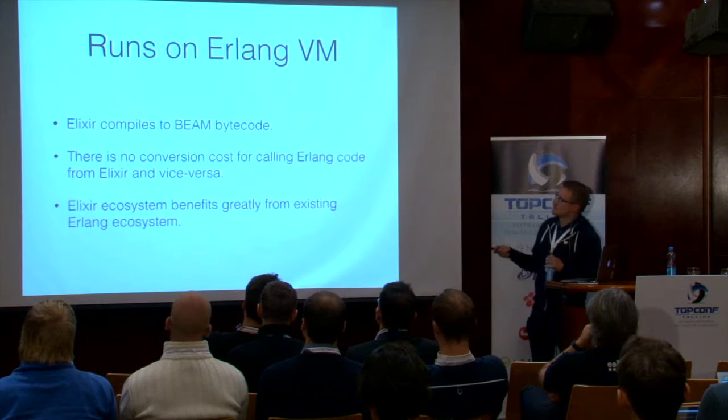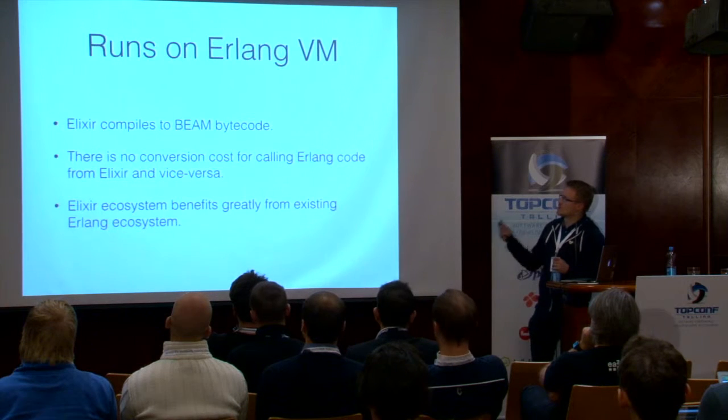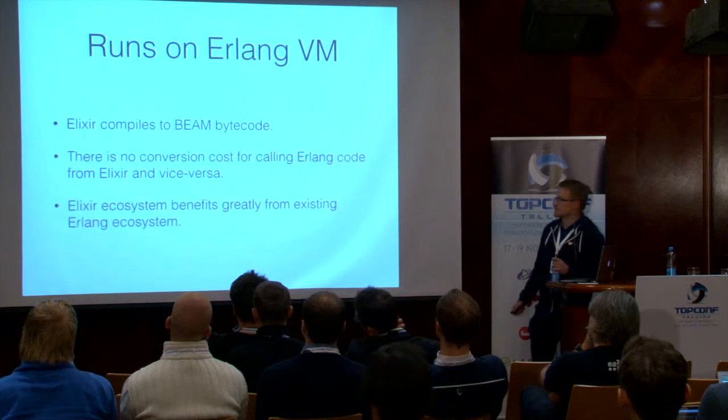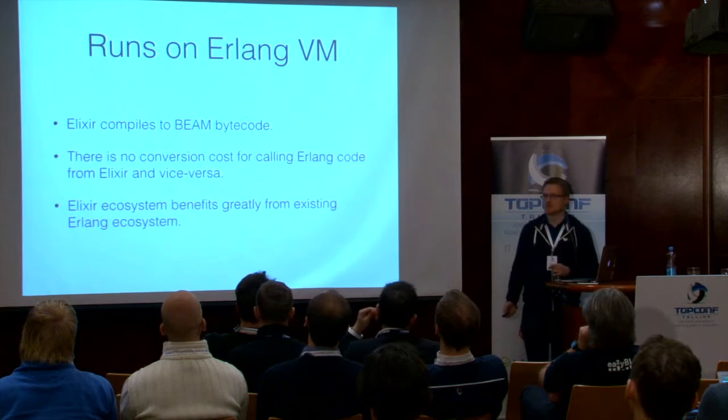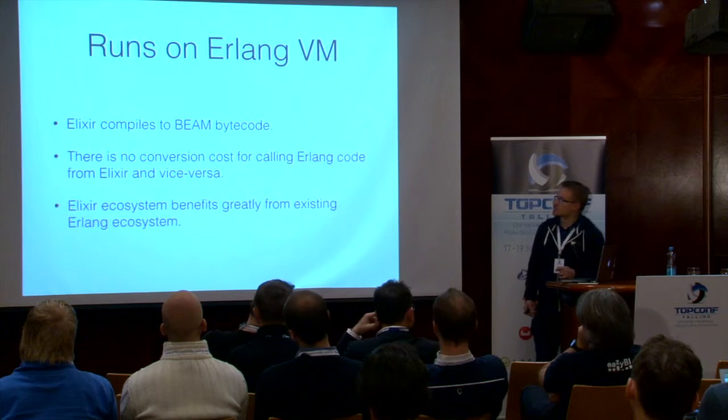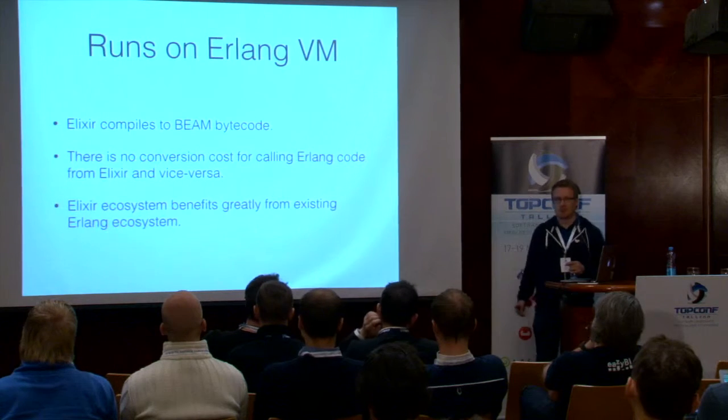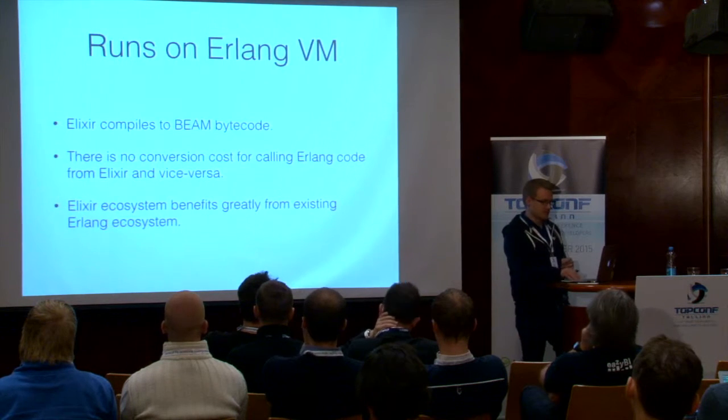Elixir compiles to BEAM, so Erlang VM bytecode. There's no conversion cost for calling Erlang code from Elixir and vice versa. For this reason, the Elixir ecosystem uses a lot of stuff from Erlang. Many components in Elixir programs are actually Erlang libraries.